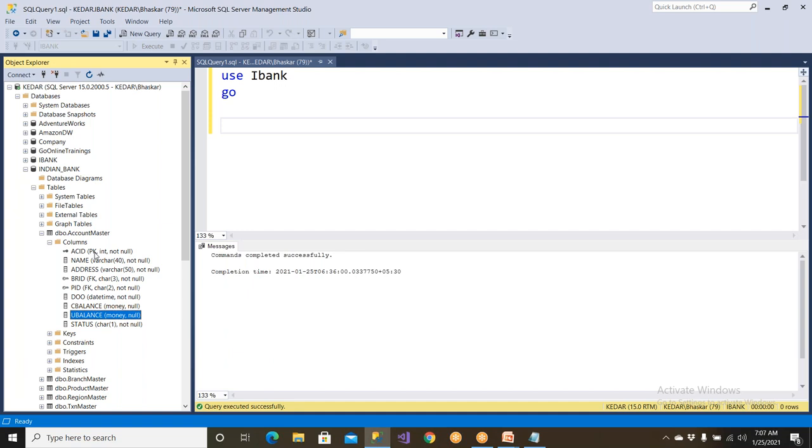We know technical things. What is a primary key? We know. What is a table? We know. What is a column? We know. But what we do not know is the business terminology, right? So that is what is called domain knowledge.